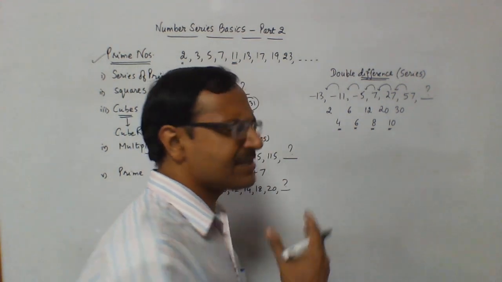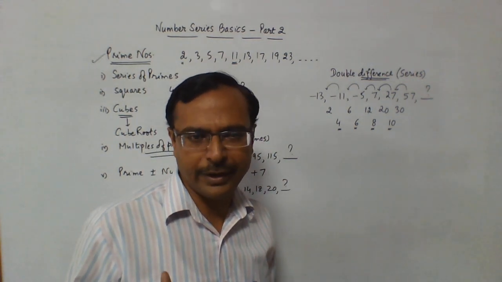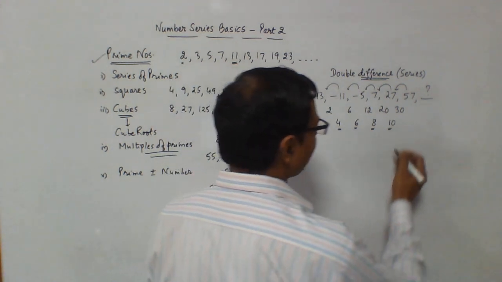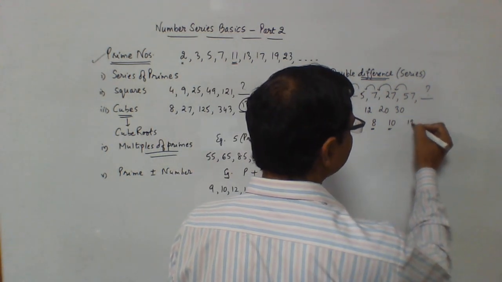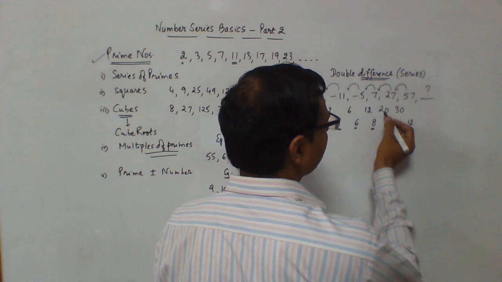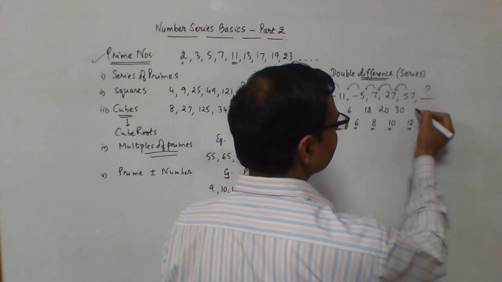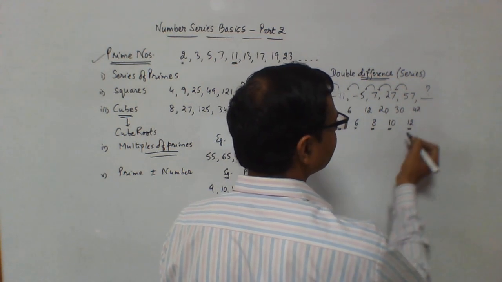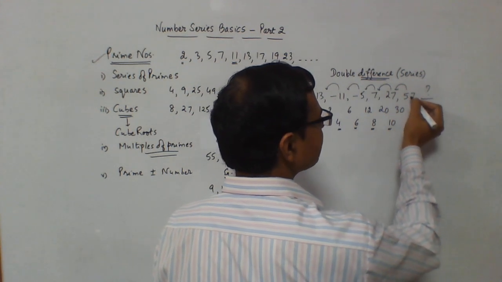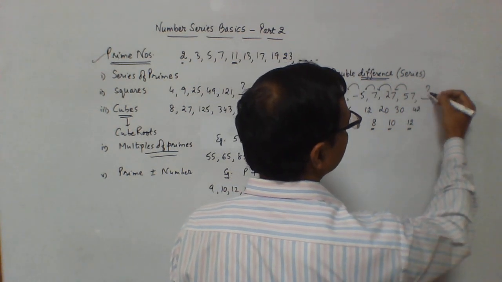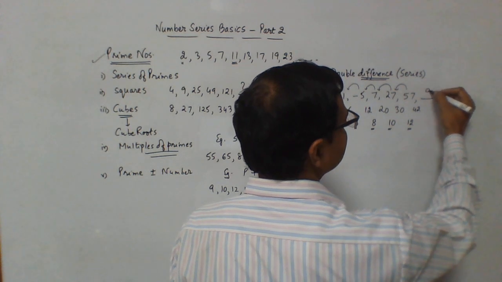And now let's solve this question just to avoid any curiosity. Obviously the next difference will be 12. So 30 plus 12 will give you a difference of 42 here. 27 plus 30 is 57. So 57 plus 42 will give you the answer to this question, that is 99.